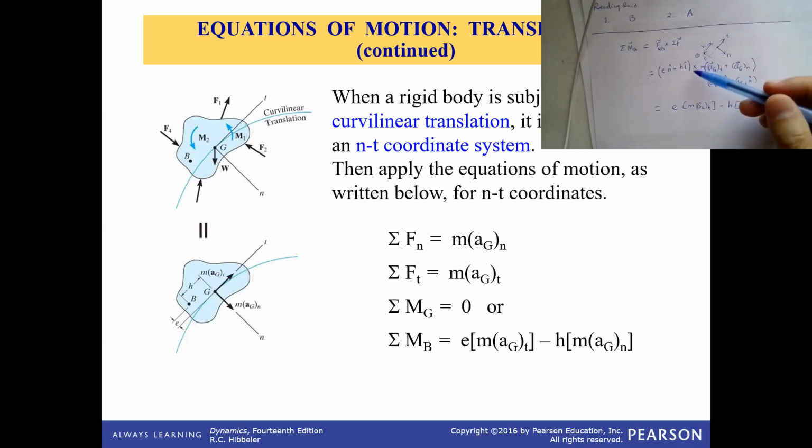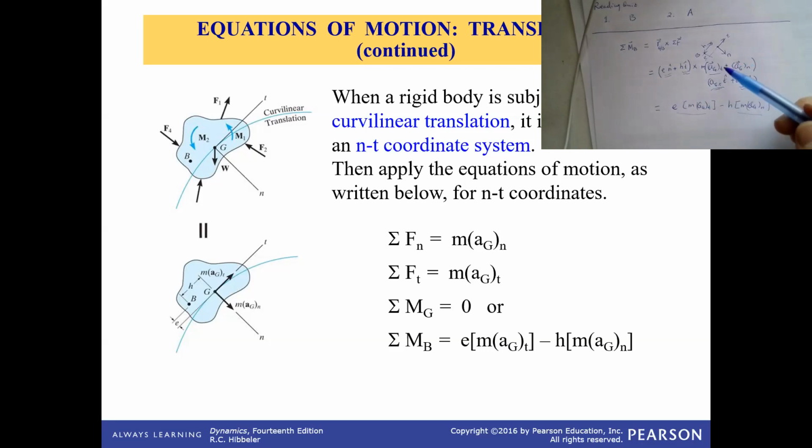Because the cross product of T cross T unit vector goes away, it becomes 0, and if you are doing N cross N it also goes away. So at the end you will just have two terms remaining: the En cross this term, plus this term cross this term.